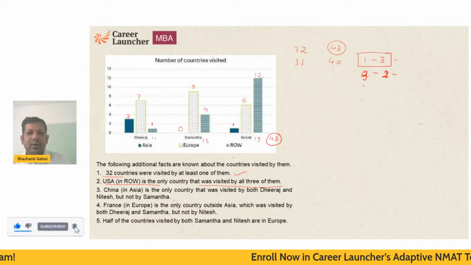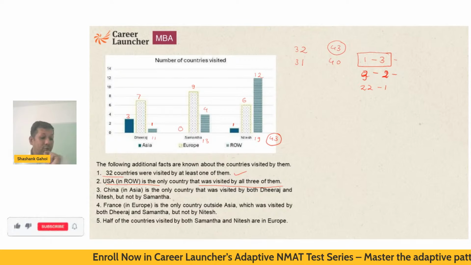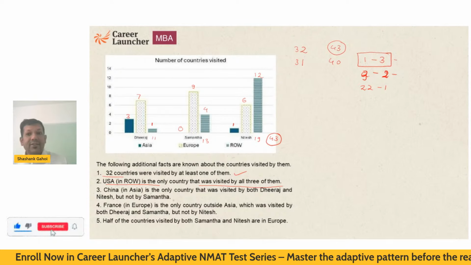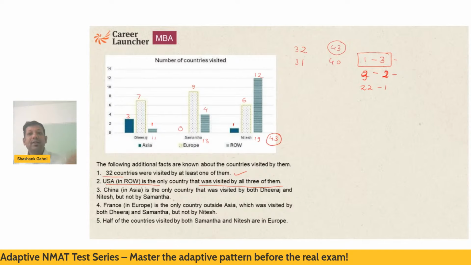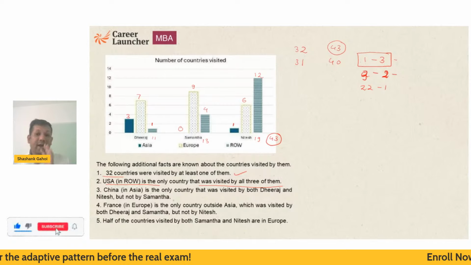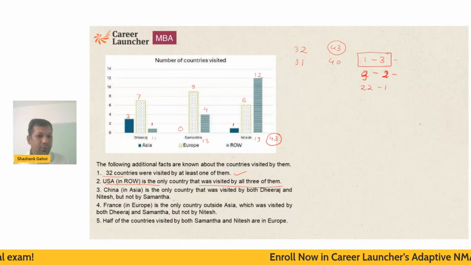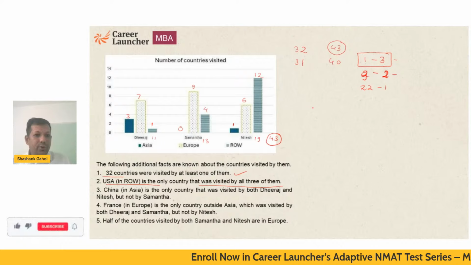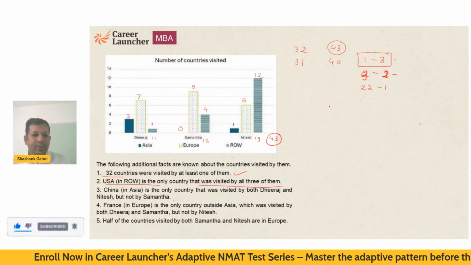So 22 people got exactly 1 chocolate. Means there are 22 countries that are visited by exactly 1 person. There are 9 countries that are visited by exactly 2 people. There is 1 country that is visited by all 3 people. This is what I can conclude so far. Okay. Now what I'm going to do, I am going to make the Venn diagram for every continent.